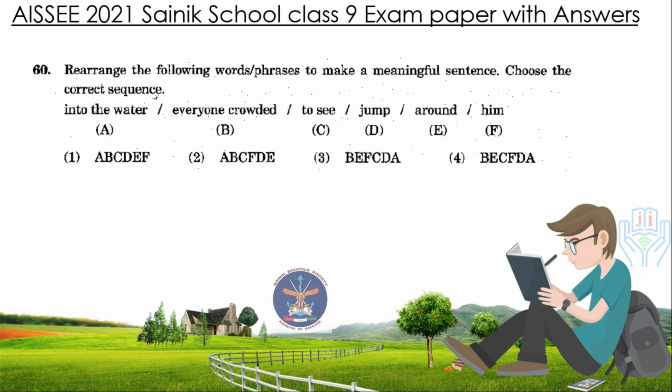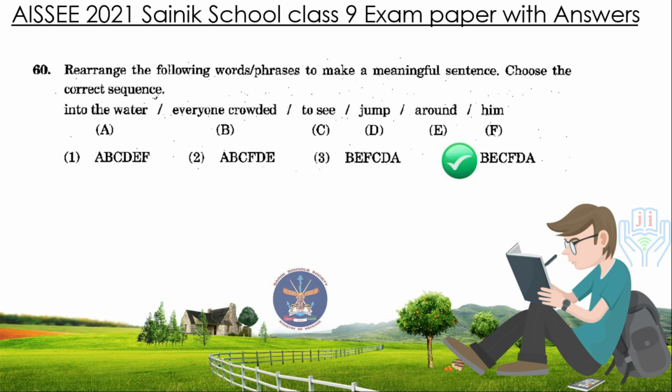Rearrange the following words to make a meaningful sentence. Choose the correct sequence. The words given are: into the water, everyone crowded, to see, jump, around him. Answer: BECFDA. Everyone crowded around to see him jump into the water.